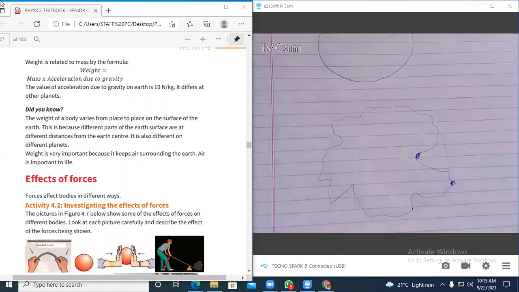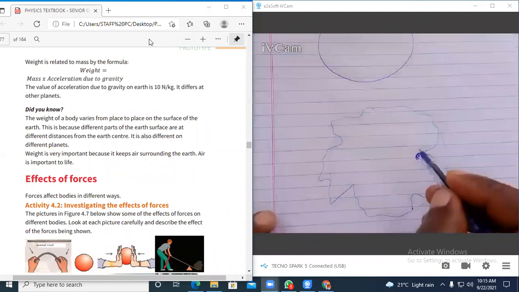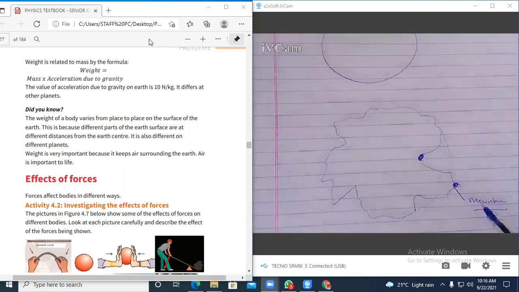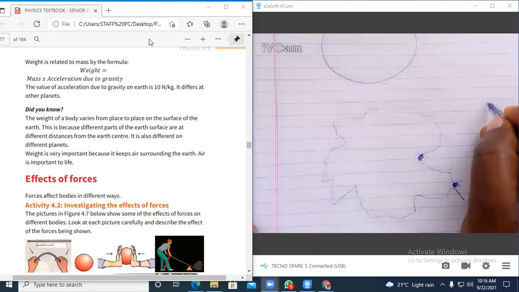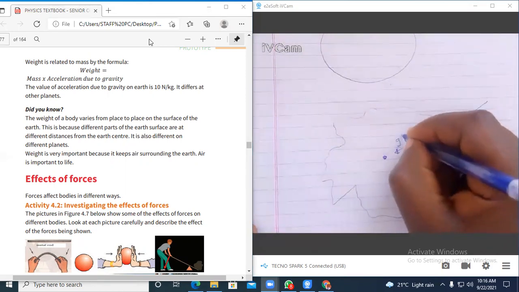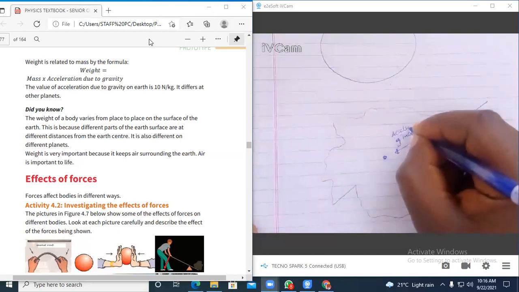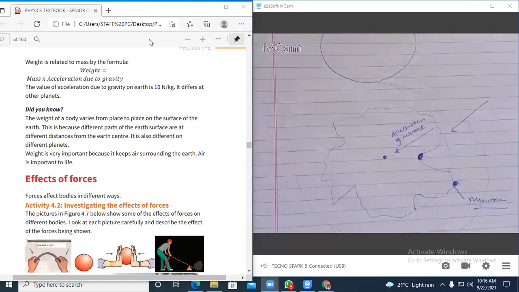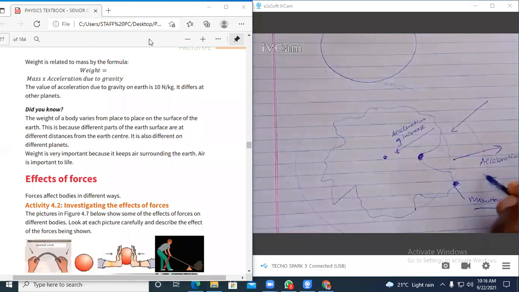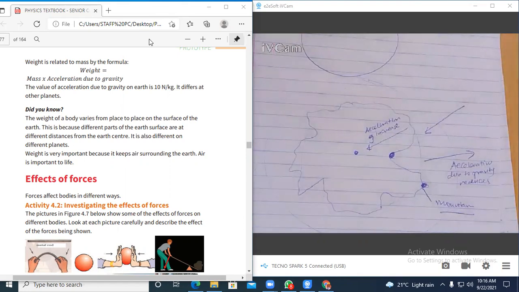So the weight of a body keeps on changing from place to place. If someone is on the mountain here, this person will experience a lower acceleration due to gravity, because we said that acceleration due to gravity keeps on increasing as you move towards the center of the earth. So acceleration due to gravity increases as someone moves towards the center of the earth. As you move away from the earth, acceleration due to gravity reduces.